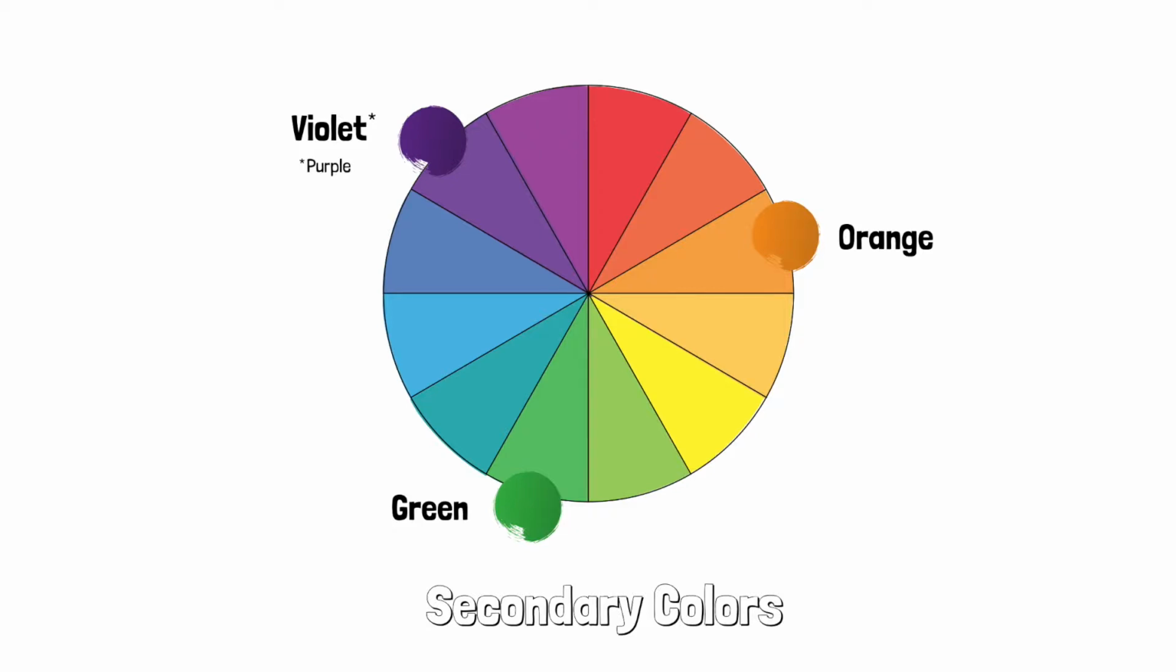Secondary colors are made simply by mixing the primary colors together. So red and yellow gives you orange, blue and red gives you violet, or purple as it's more commonly known, and blue and yellow gives you green.